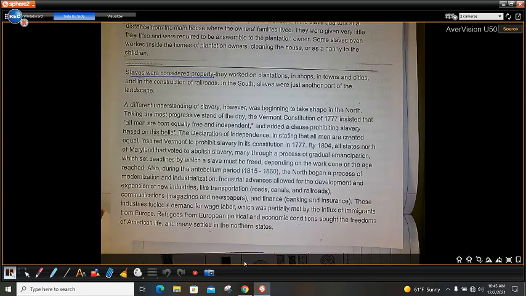During the antebellum period, 1815 to 1860, the North began a process of modernization and industrialization. Industrial advances allowed for the development and expansion of new industries like transportation, roads, canals, and railroads, communications, magazines and newspapers, and finance, banking and insurance. These industries fueled the demand for wage labor, which was partially met by the influx of immigrants from Europe. Refugees from European political and economic conditions sought the freedoms of American life, and many settled in the northern states.